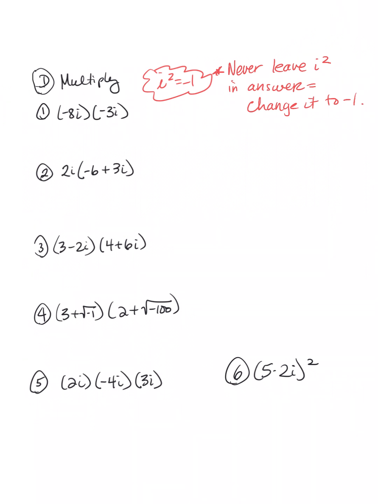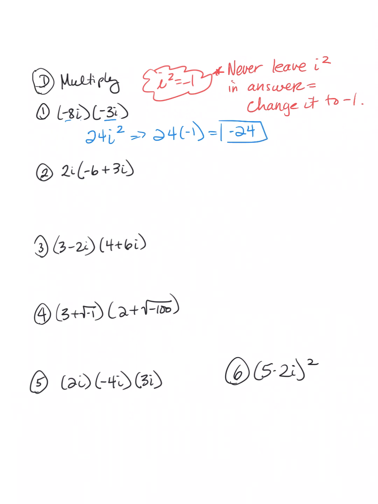So let's multiply. Real to real, imaginary to imaginary. So I have -8 times -3 gives me a positive 24. i times i gives me i squared. But remember, that's 24 times -1, so I would leave my answer as -24.